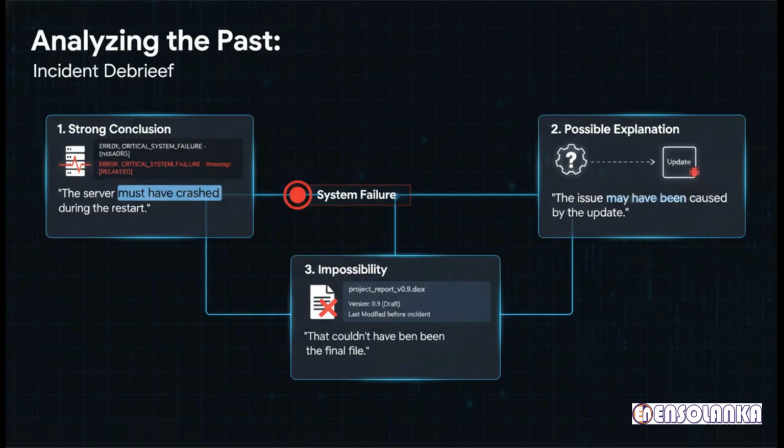And here you can see it in action. For a strong conclusion, the server must have crashed. For a possible cause, the issue may have been caused by the update. Or to rule something out completely based on evidence, that couldn't have been the final file. This is how you build a clear, logical story of a past event.